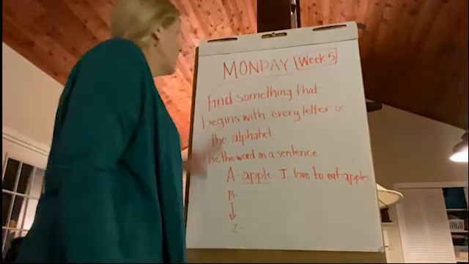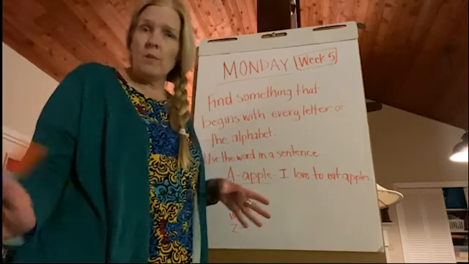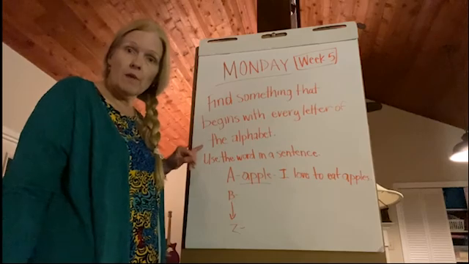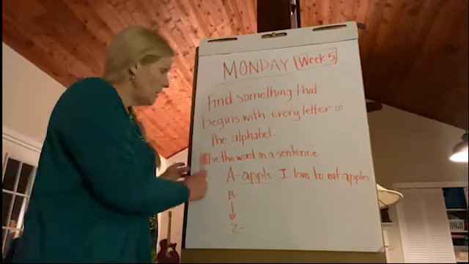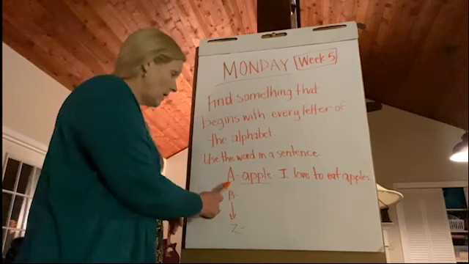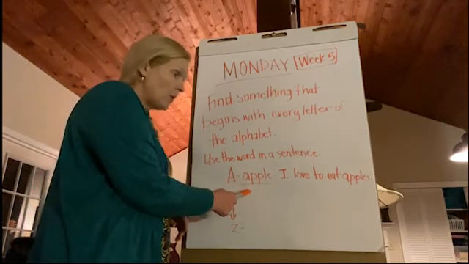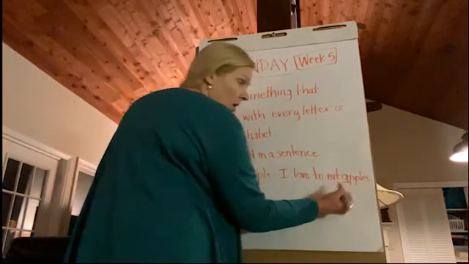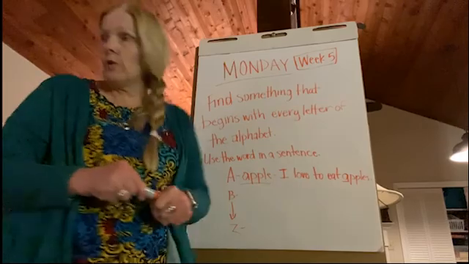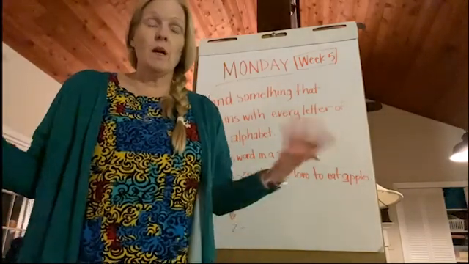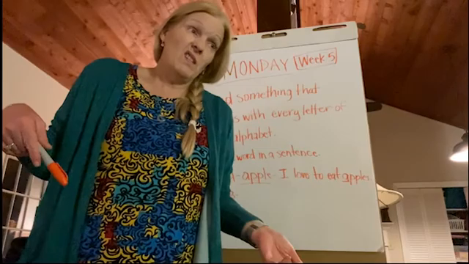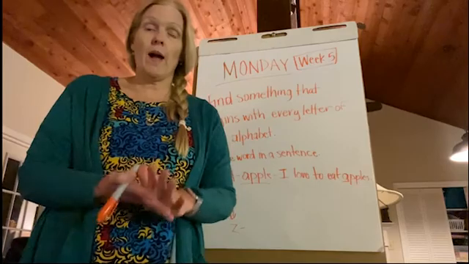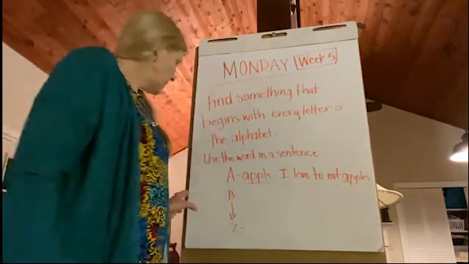On Monday, we are going to do the same thing we did a couple of weeks ago, and this is just to find something that begins with every letter of the alphabet in your house and then write me a sentence with it. So I think we used the example of apple. I love to eat apples. Apple, there's your A word. So then you're going to look around your house and find something that starts with B and do the same thing. If you can't find something, just skip that letter or make up a pretend word. Doesn't matter, just as long as you're writing and practicing in English.